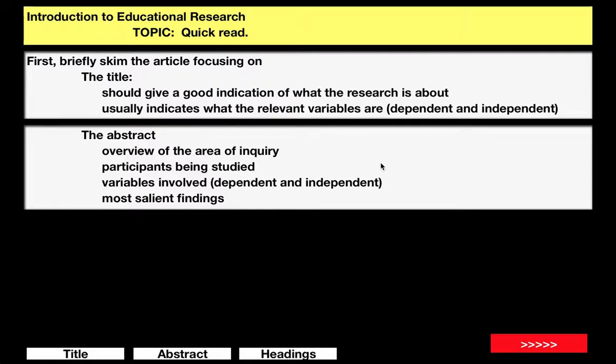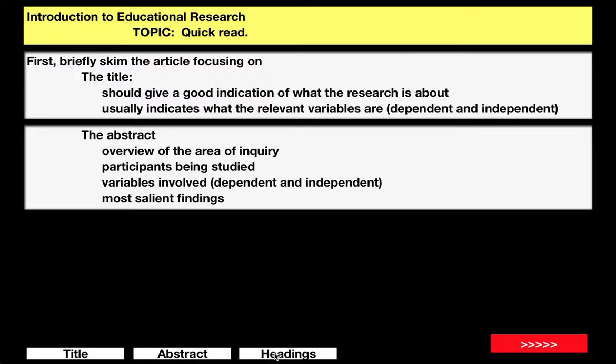Next, you want to look at the abstract, which is a brief paragraph right below the title, and it will give you an overview of the area of inquiry or area of study. It will usually mention the participants being studied, talk about any relevant variables, and briefly outline the most salient findings.